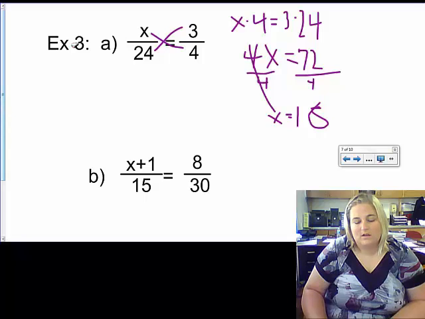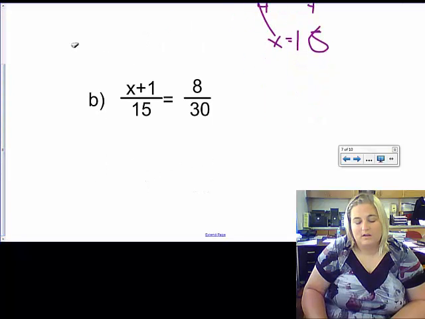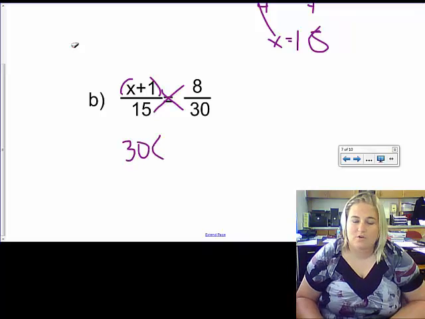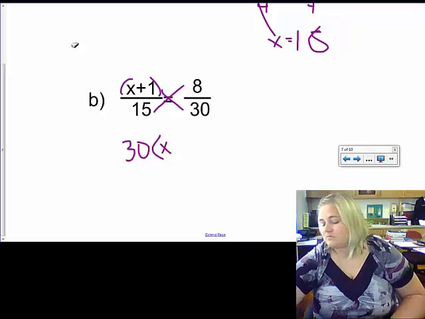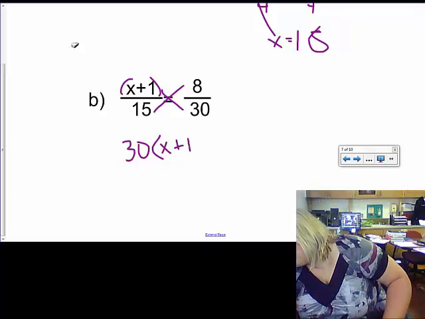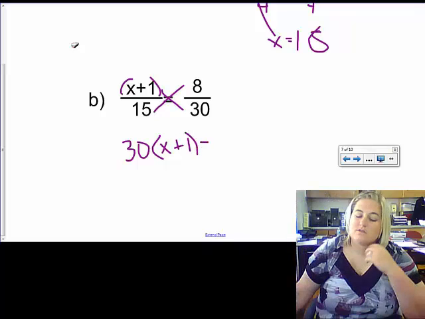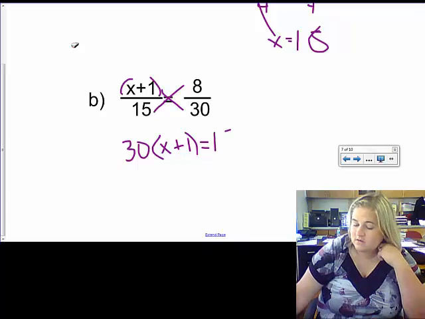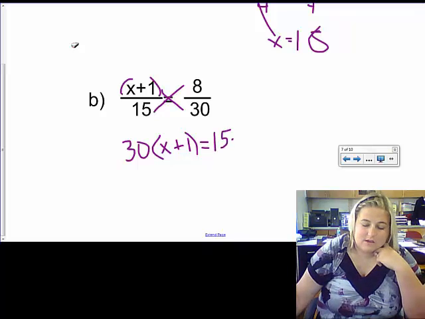Okay, on B, it's the same thing. We're taking A times B equals B times C, but we have to take this whole quantity for A. So when I show my multiplication, it's going to be 30 times that quantity of X plus 1, and that has to be equal to 15 times 8. At this point, I want you to pause and try and simplify this on your own paper.